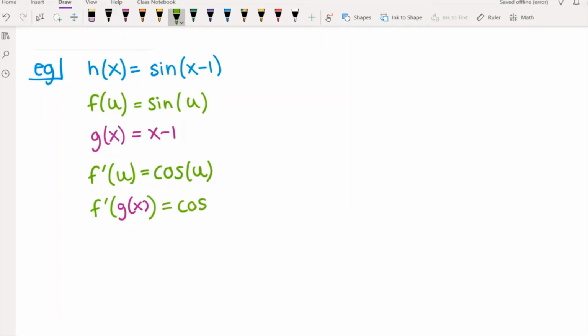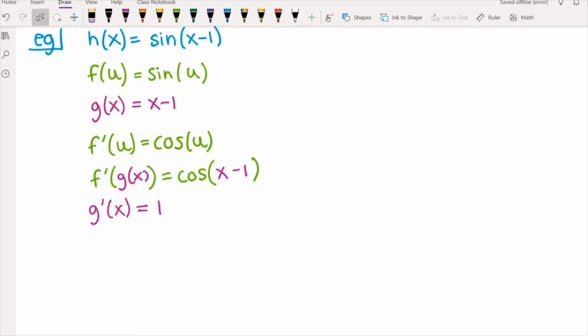So we get cosine of x minus 1. And then the derivative of the inside function, well, the derivative of x minus 1 is just equal to 1. So when we go and multiply those together to give us our final answer, we're going to get cosine of x minus 1 times 1, which is just equal to cosine of x minus 1.